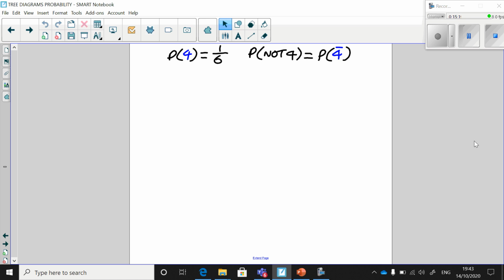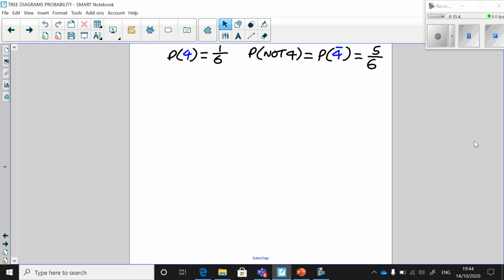But I'm going to change the notation here. I'm going to put a little bar over the 4, and that will mean not 4 for us. So if everybody's happy with that, then we can move on. So probability of not being 4, that'll be 5 other faces over 6. Right, so we'll get the 2 probabilities there.